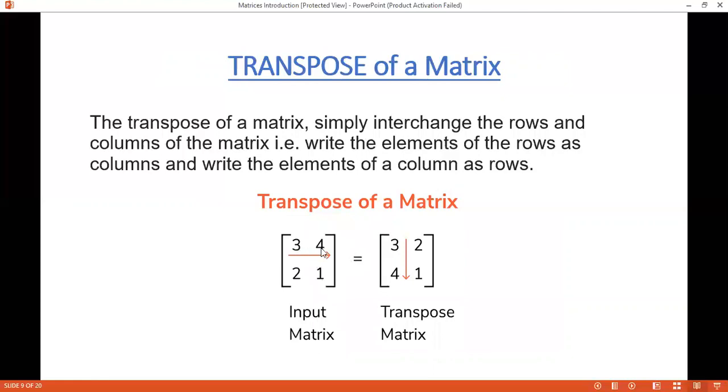This is row 3, 4. When I convert this into the transpose of a matrix, this row must be converted into a column. Row 1 with 3, 4 is converted into column 1 with 3, 4, and row 1 with 2, 1 is converted into column 1 with 2, 1. So by interchanging the rows into columns, this representation is known as the transpose of a matrix.